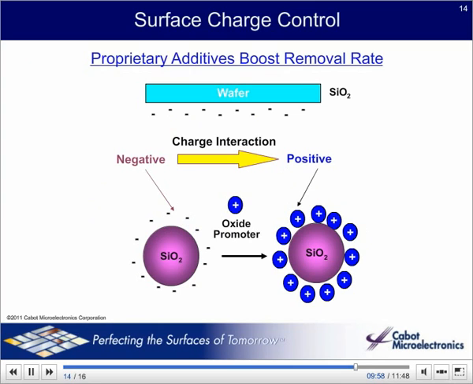This is a specific example of using surfactants to change particle surface charge. In the case of silica wafer polishing with silica-based slurry, each surface is negatively charged and will repel each other, resulting in very low removal rate. If we add an oxide promoter, which creates a positive charge on a particle, it will now attract to the wafer surface and result in high removal rate.